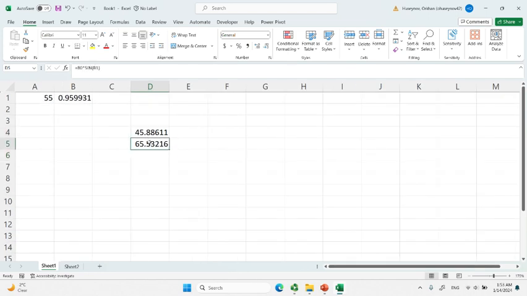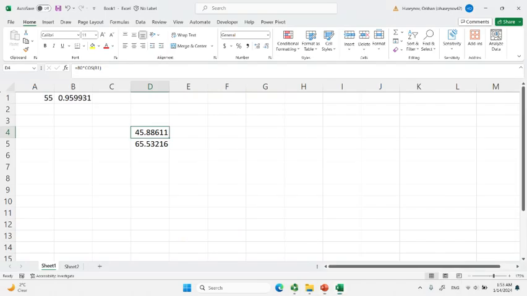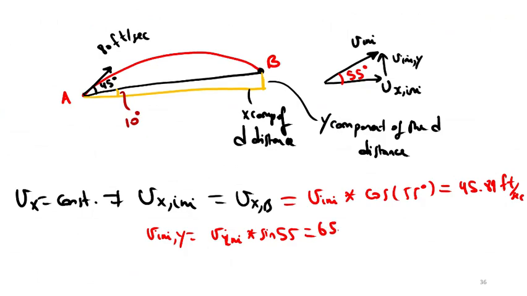If you take the cosine, this one will be the x component, and that is equal to 45.89 feet per second. If you take the y component, it will be 65.5 feet per second.